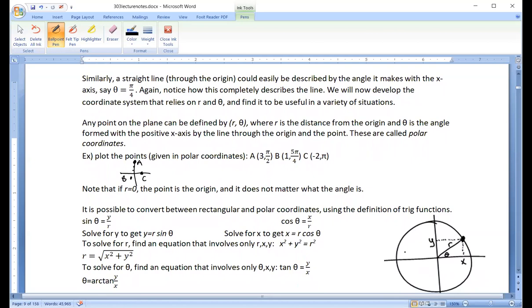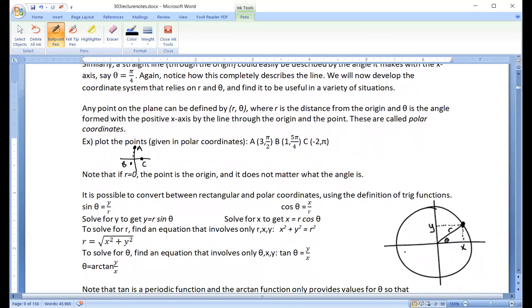And then to solve for theta, we want an equation that involves only theta, x, and y. There are various ones that we can use for this. The typical trig function to use is tan. It's pretty convenient. It's just tan of theta equals y over x. Therefore, theta equals arctan y over x.